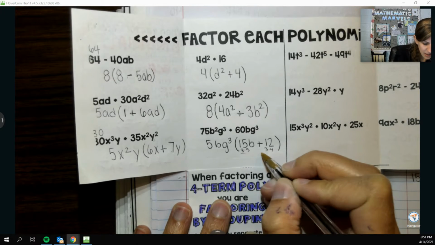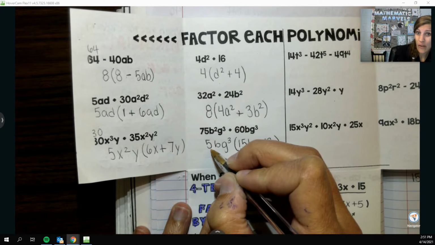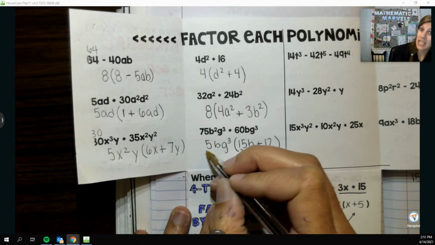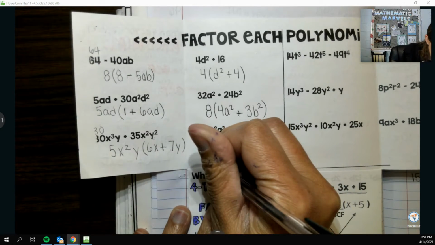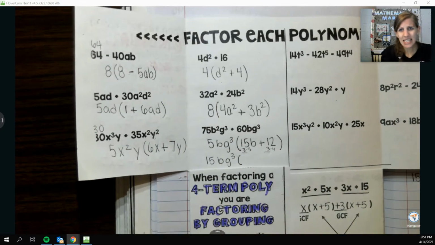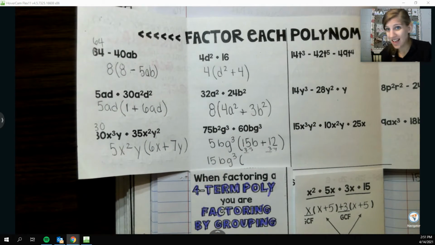And so I'm going to take the 3 out along with the 5 I already took out. So because I already have a 5 out there and I'm going to take a 3 out there as well, that means 15 b g to the third is really the biggest. See, it's okay if we goof up. We can just fix it. I'm not just saying that to make myself feel better here.